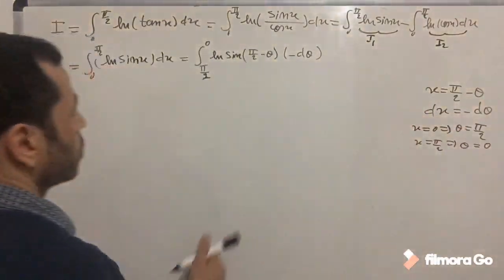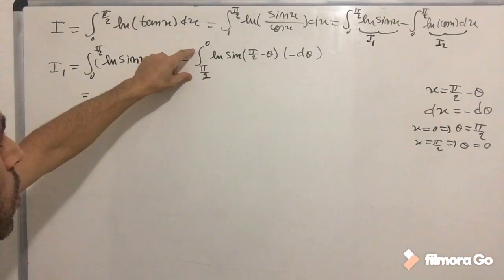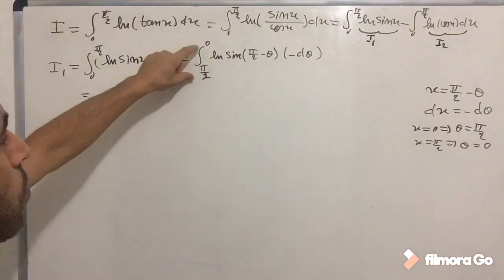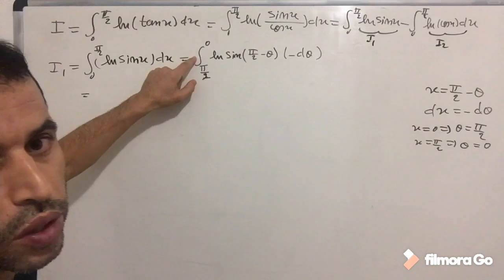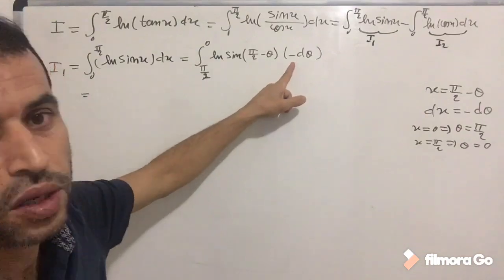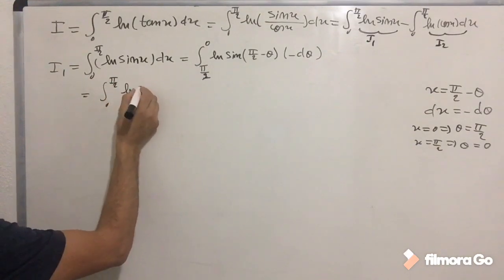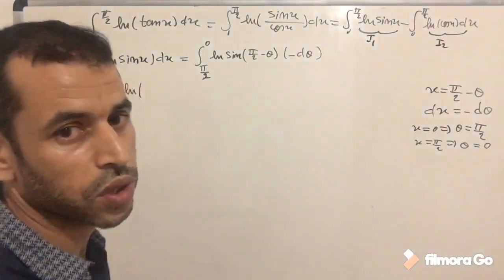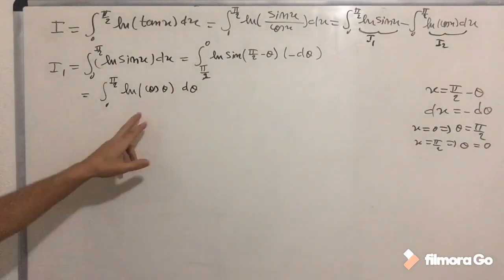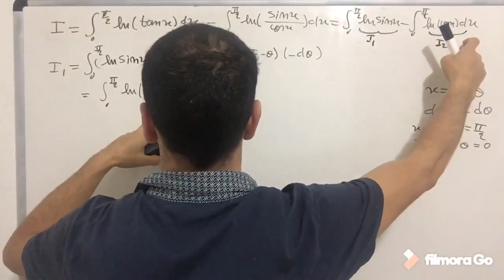At the same time, we are going to change the bounds, switching the upper bound with the lower bound. When you switch the bounds, it comes with a negative sign. A negative sign with a negative sign gives you a positive sign. So from 0 to pi over 2 of natural log of, what is sine of pi over 2 minus theta? It is cosine theta. It is the natural log of cosine theta d theta. We are observing something here. This one is this one. Look.